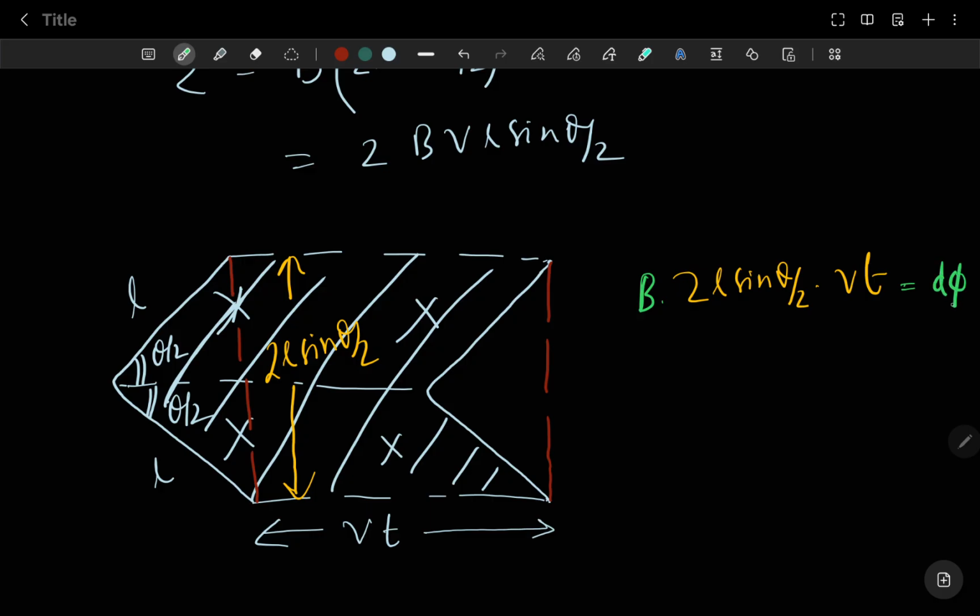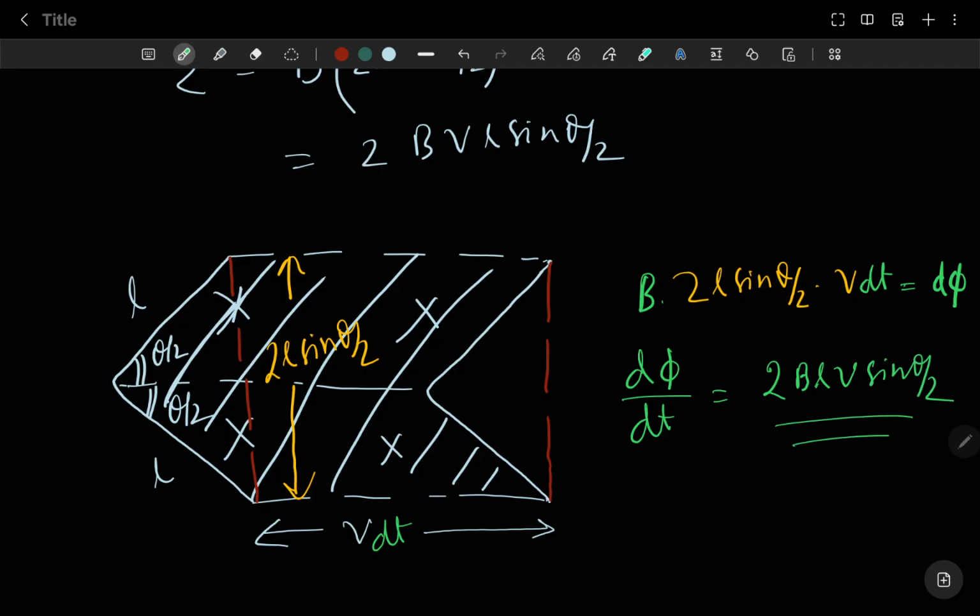d phi. Okay, so do it in time dt, it's better to do time dt, so it is v dt. So what is d phi by dt? d phi by dt is 2BLv sin theta by 2. Okay, this result is epsilon, Faraday's law.